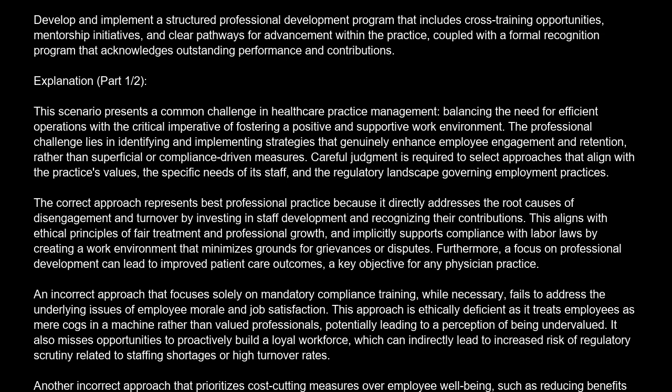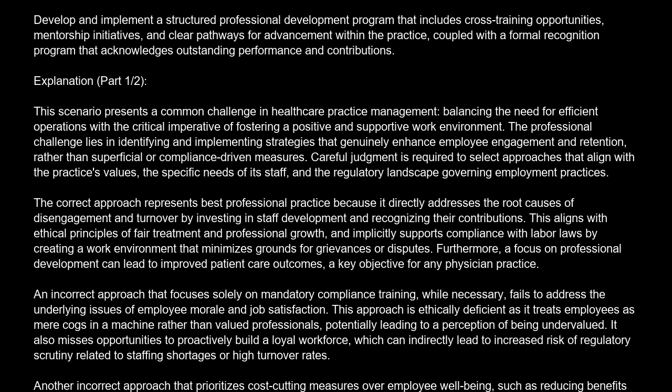Explanation. This scenario presents a common challenge in healthcare practice management, balancing the need for efficient operations with the critical imperative of fostering a positive and supportive work environment. The professional challenge lies in identifying and implementing strategies that genuinely enhance employee engagement and retention, rather than superficial or compliance-driven measures. Careful judgment is required to select approaches that align with the practice's values, the specific needs of its staff, and the regulatory landscape governing employment practices.